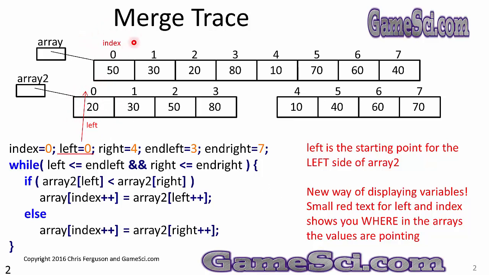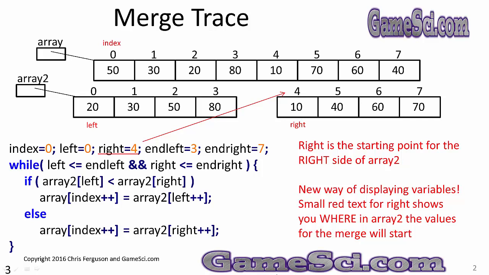Index, look at where index is. Index is set to 0. Index is a subscript into the original array, and when I set index to 0, that index above position 0 in the array is saying that's where we're located. The small red text for the left and index shows you where the values are pointing to. They are the index or subscript that we're going to access.